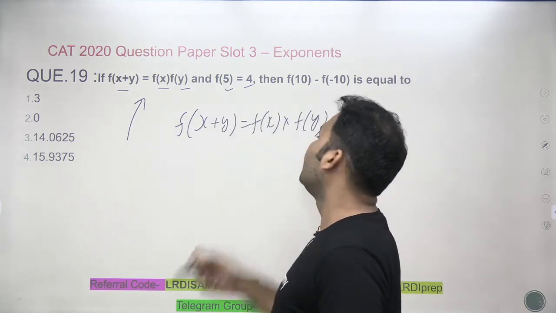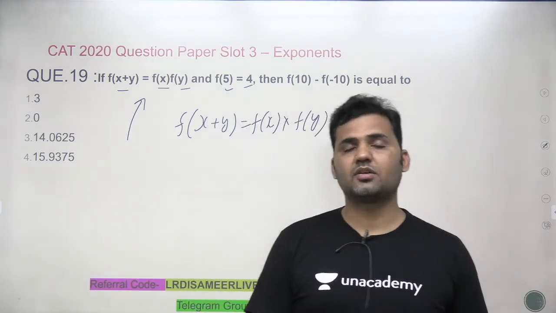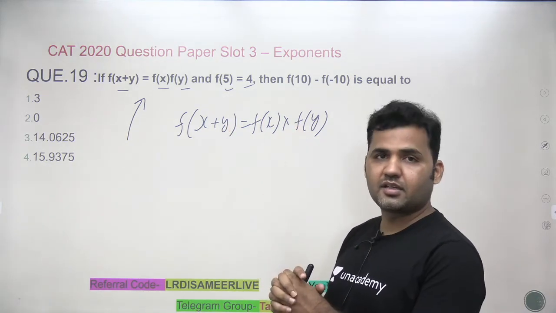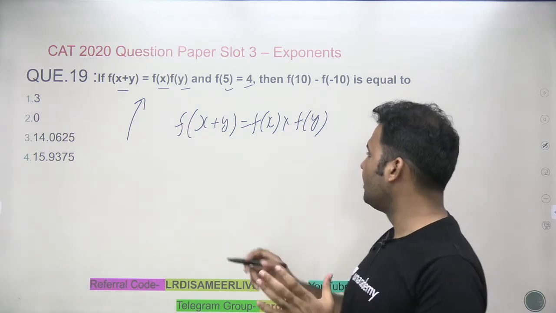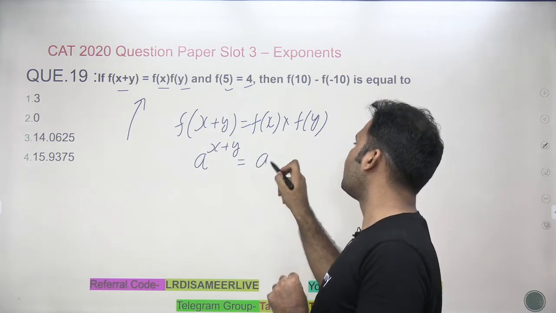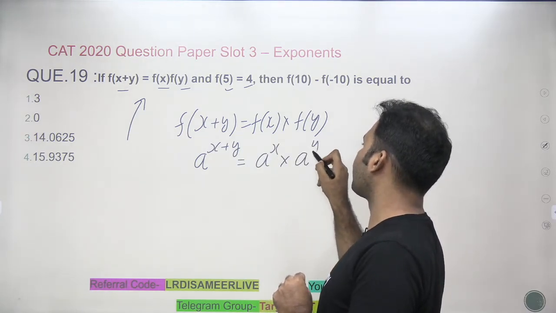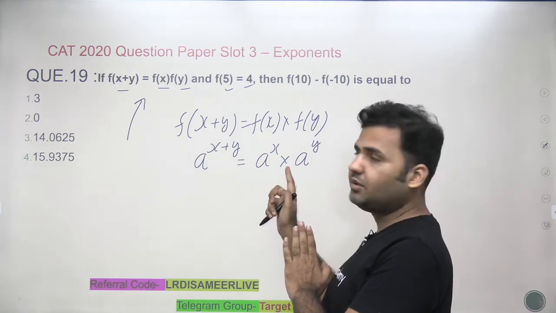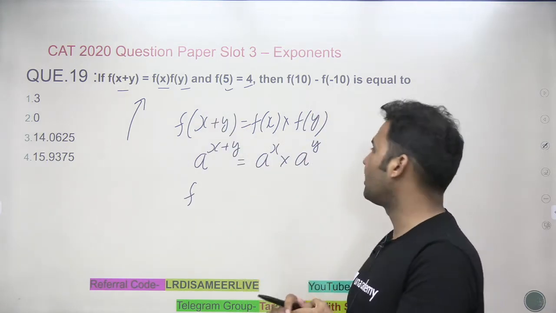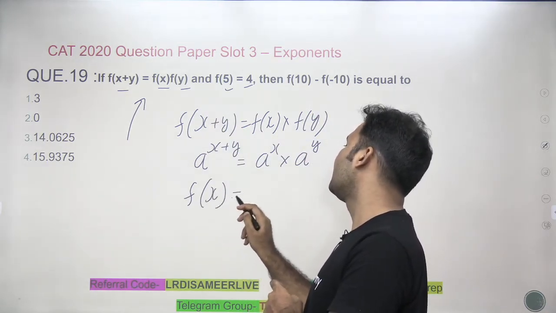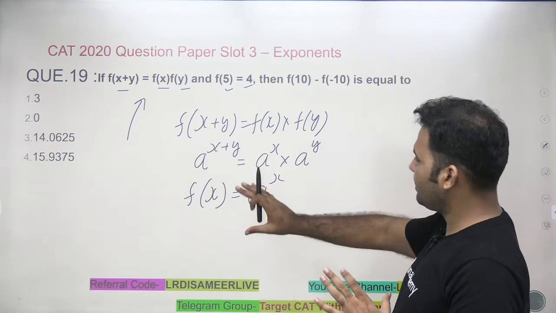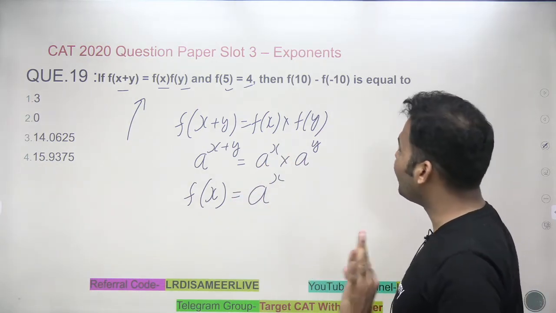If you have studied the basic algebra, you must know a function where addition becomes the product is an exponent function. How? You see that I know that a raised to power x plus y is equal to a raised to power x into a raised to power y. Is this holding true? Yes. You see that? That means this function that this expression is talking about is nothing but that exponent function. So I can say that f of x is definitely a power x. If you know this, you can solve this question. You can solve this question in less than 30 seconds.